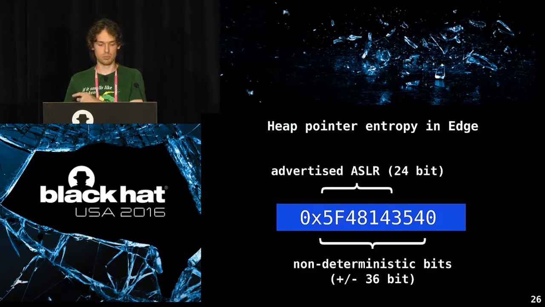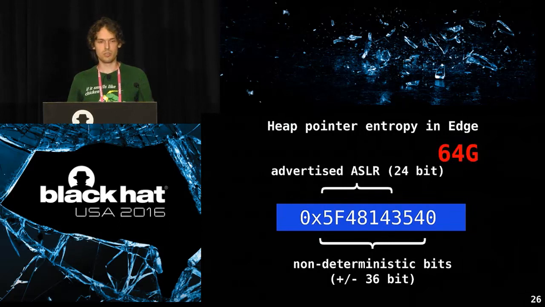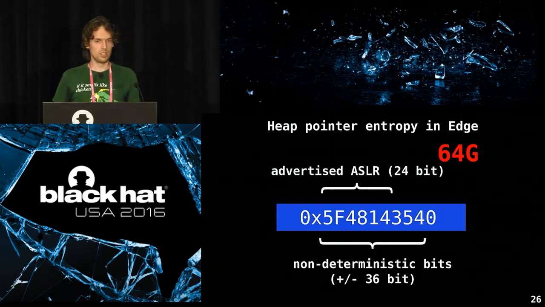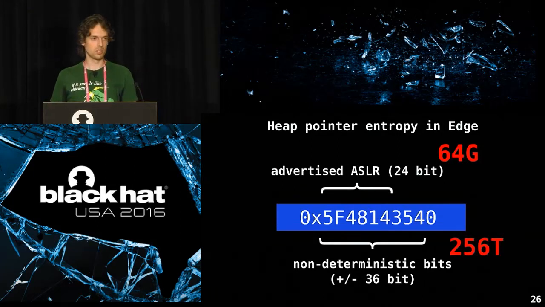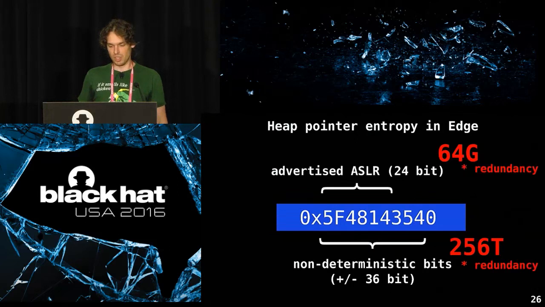2 to the 24th times 4K byte pages, you need 64 gigabytes, so that's already not useful. And if you account for 36 bits of entropy, you need 256 terabytes, which is, of course, entirely infeasible. And then to account for noise, you also need some redundancy, so you need to multiply it with some amount of redundant probes. So it's clear this is not possible.